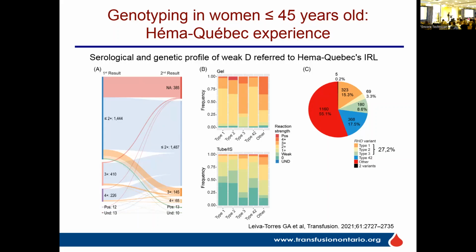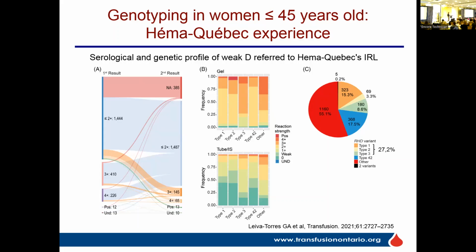Also, from this data, I would draw your attention to the third bar. This is weak D type 3. In the lower graph, these are the results when we do the testing in tube at immediate spin, so room temperature. You see that close to 95% of patients with weak D type 3 type as weak D, so reaction strength less than or equal to 2+. However, those same samples, if you use a gel column technique, only 25% of them type as weak D. So 75% are at 3 or 4+ reaction.